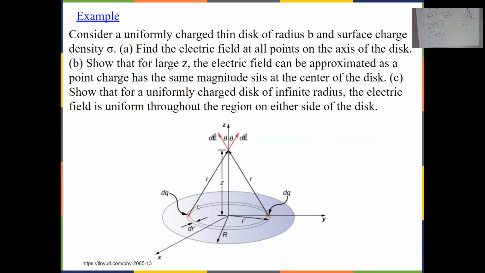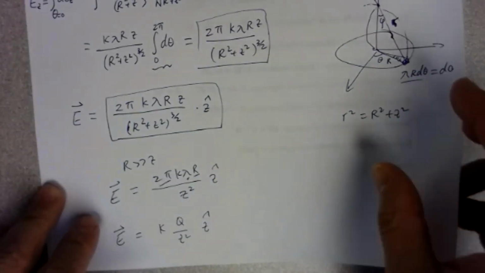So we'll take a look at one of the slices, one of the rings here, for any arbitrary r prime. For a ring, we had the result from the previous example, so we can just use it right away, or you can derive it. It wasn't too difficult to derive. Then we just integrate from r prime equal to 0 outward to r prime equal to capital R. Okay, so that's the strategy. But let's take a look at how you actually do that.